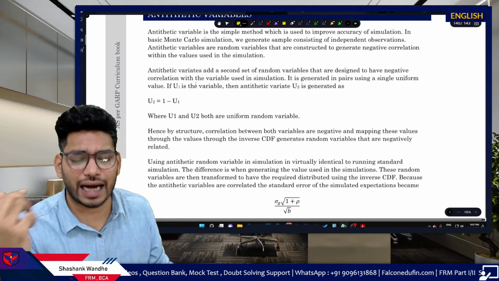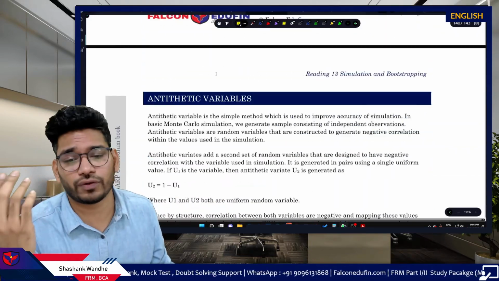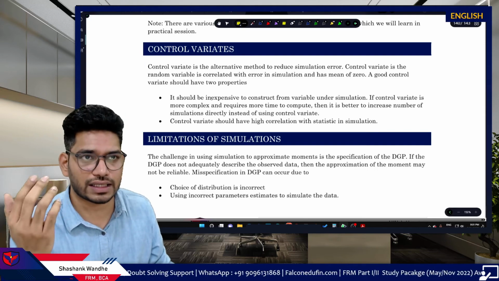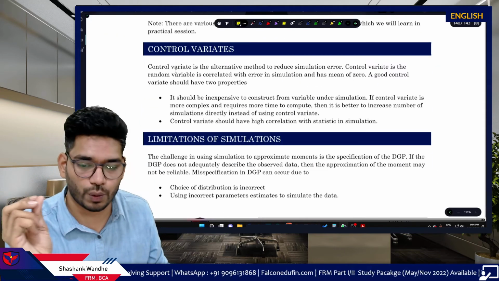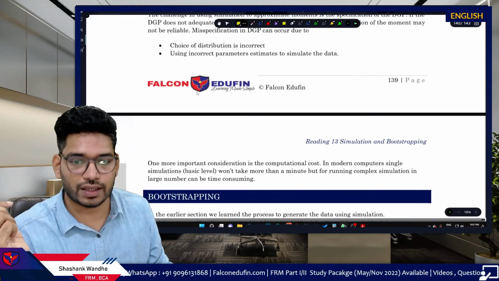Then the antithetic variate and how it's used to improve the accuracy. And then there is a second measure, which is the control variate. Understand what antithetic is and what a control variate is and how it works. There is a slight difference between the two. Limitations of the simulation. So these are the limitations.